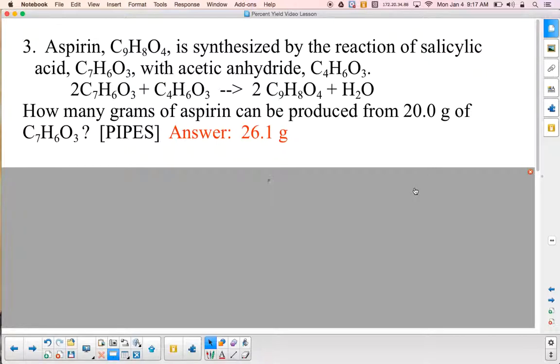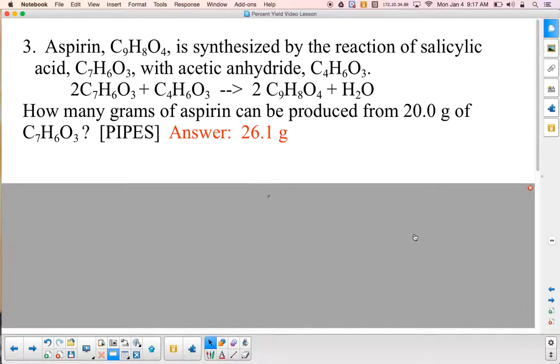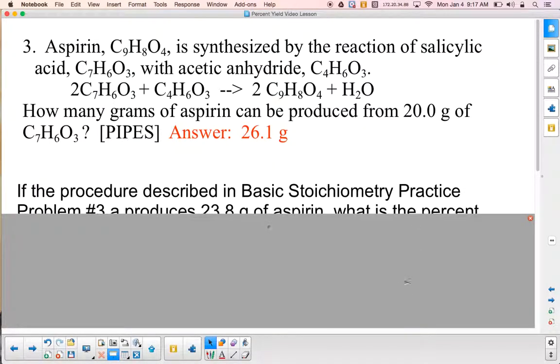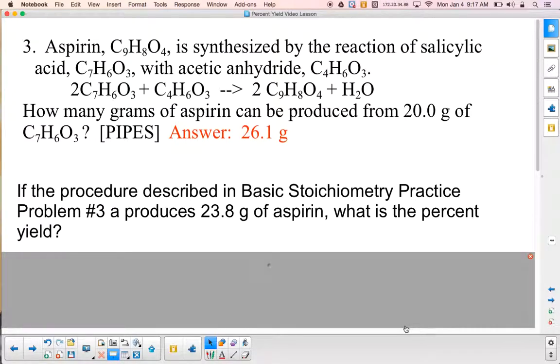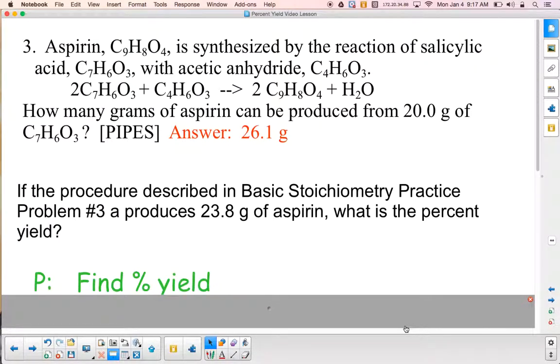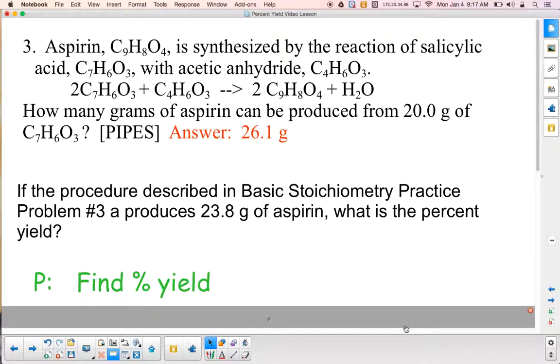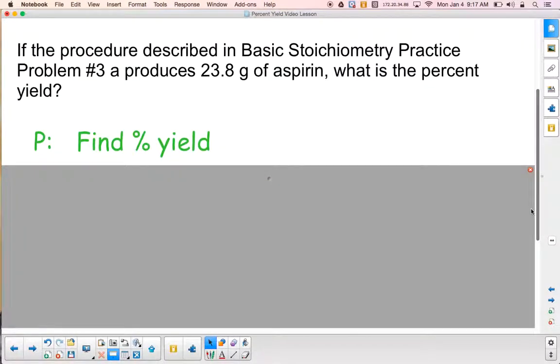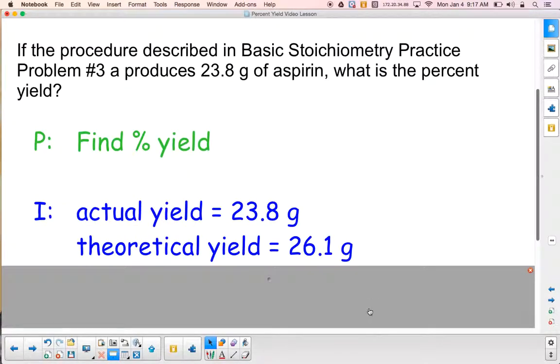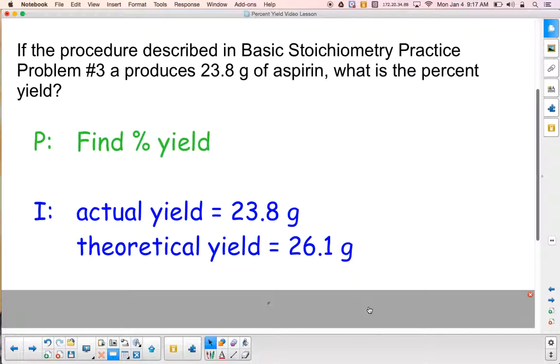Now that we have an answer to basic stoichiometry practice problem 3A, let's go one step further and calculate the percent yield. If this procedure in lab actually produces 23.8 grams of aspirin, we can calculate our percent yield. So our problem here is to find the percent yield. We know that the actual yield is 23.8 grams because that was the amount that we were given in the problem as being the amount that we produced in lab.